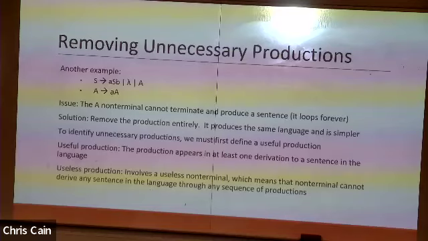Every useless production will have a useless non-terminal, meaning that that particular non-terminal cannot produce any strings in the language or sentences in the language through any possible sequence of productions. So we have to look at every possible sequence of productions and be able to determine that it can't produce anything in the language.